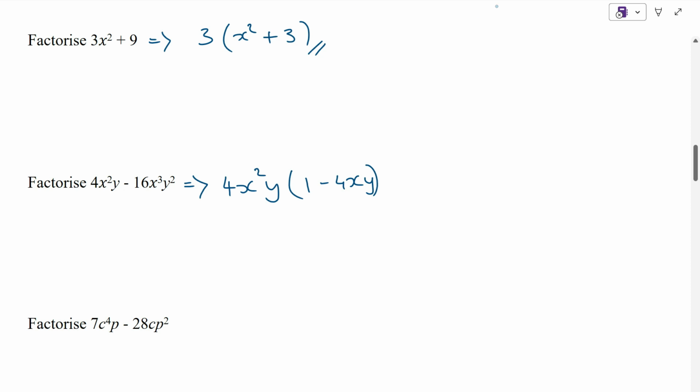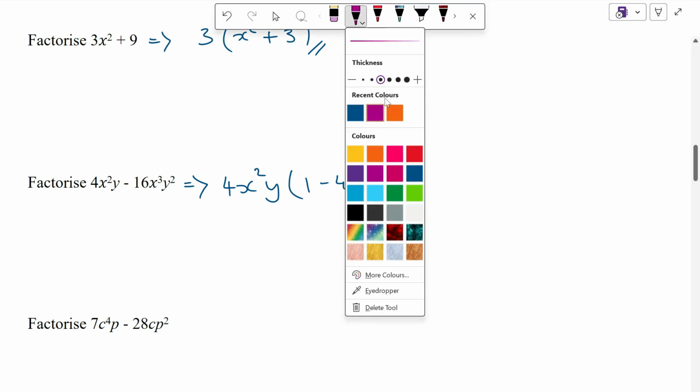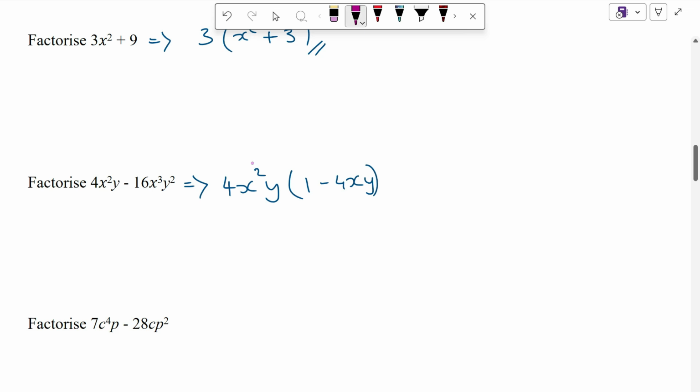Now again, as a quick check, just to make sure we've got it right, we can multiply out this bracket and we should get this original equation here. Even when we do this in our heads, it's just good to write it down to make sure everything is correct. Yep, all good.